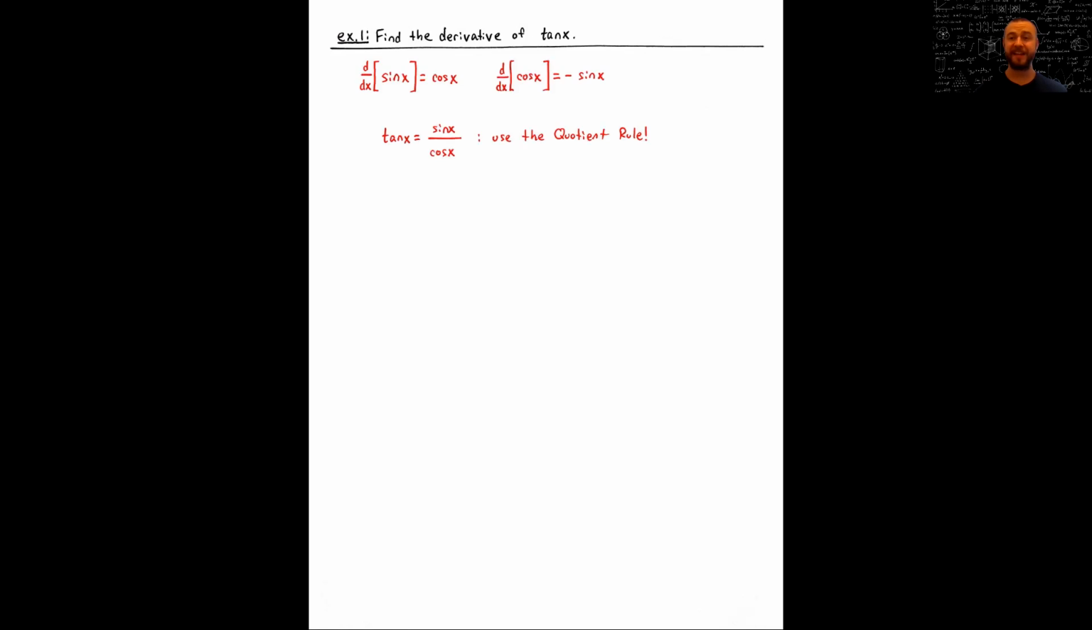The other thing we're going to need is the identity tangent of x equals sine of x divided by cosine of x. That allows us to apply the quotient rule, since we can now view tangent as the quotient or fraction sine divided by cosine. So pause, give yourself an attempt.